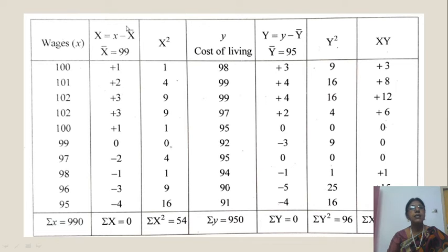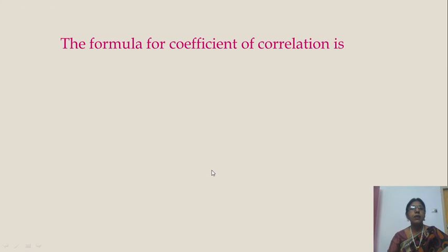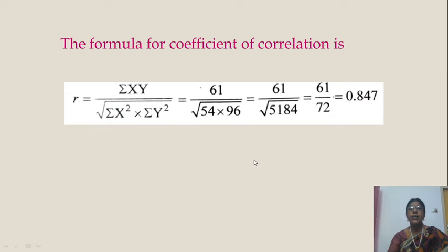After finding X, find X square. Similarly for Y also. The last column is X into Y, using the capital X values and capital Y values. We need the sigma XY value, the summation. Similarly sigma X square and sigma Y square. Then substitute in this formula, and you get this value.